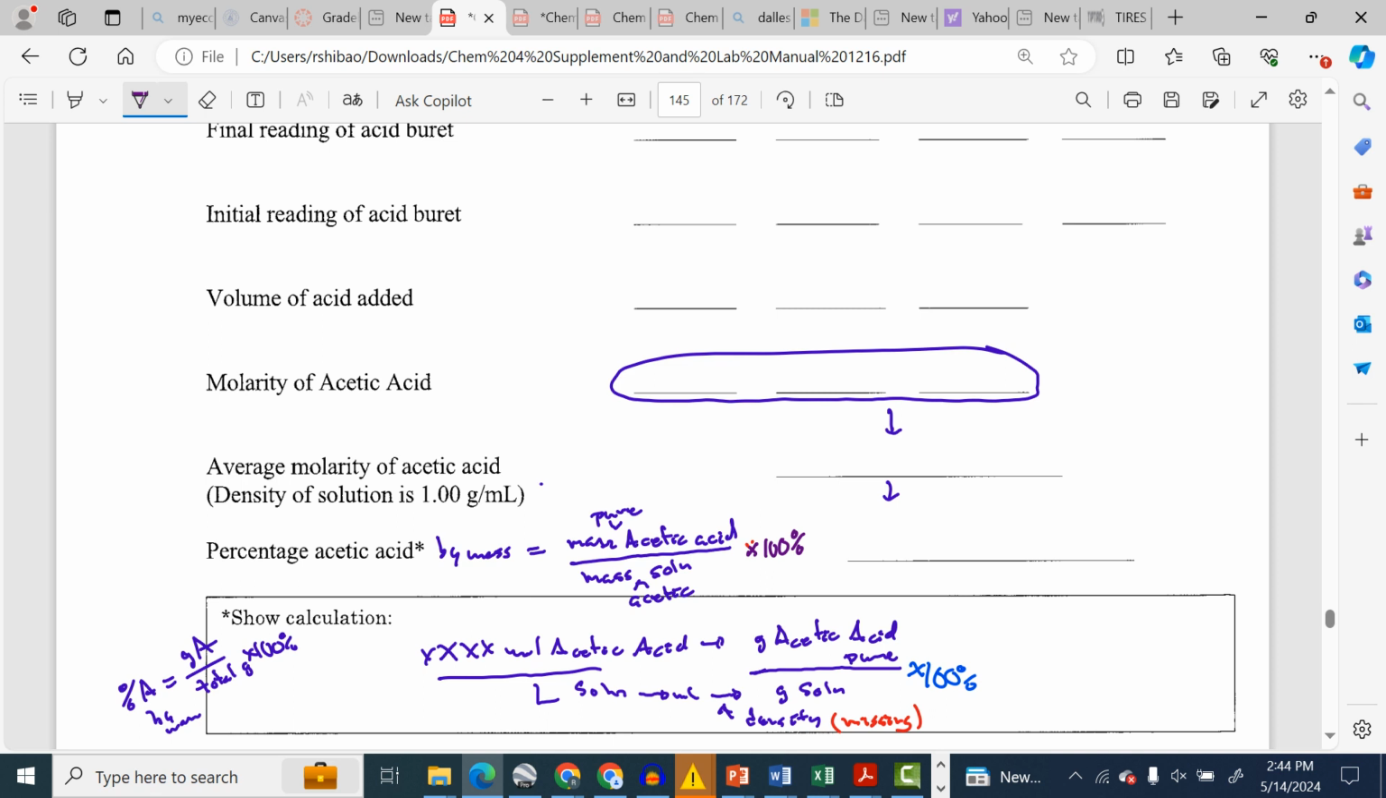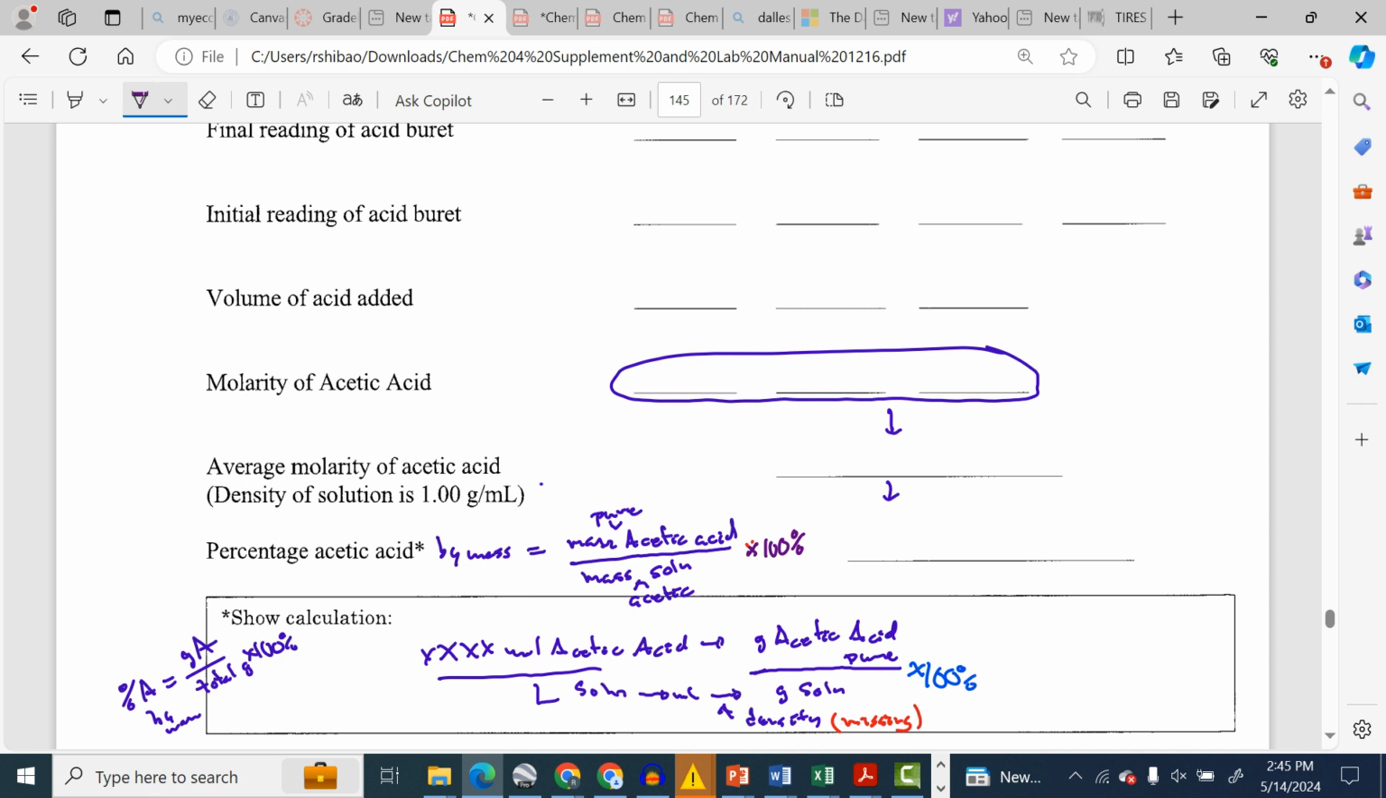So we need the mass of pure acetic acid over the mass of the acetic acid solution, which is the acetic acid plus water. And so we'll start off with molarity. We're going to have XXX moles of acetic acid per liter of solution. This is pure acetic acid on the top. This is liters of acetic acid solution, which is a mixture of acetic acid, pure, and water.